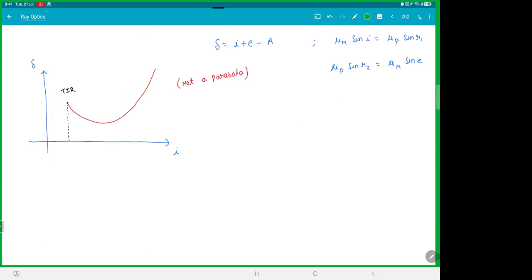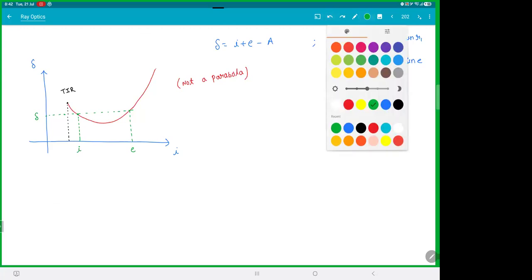Now, if you look at this, you will notice something. You actually get the same deviation for two angles. You get deviation for this angle, and for this angle we get the same deviation. So I and E are interchangeable. So if I and E are interchanged in this formula, you get the same deviation. Means if you send with I, you'll come out with E. If you send with E, you'll come out with I. So I and E can be interchanged. So principle of reversibility.